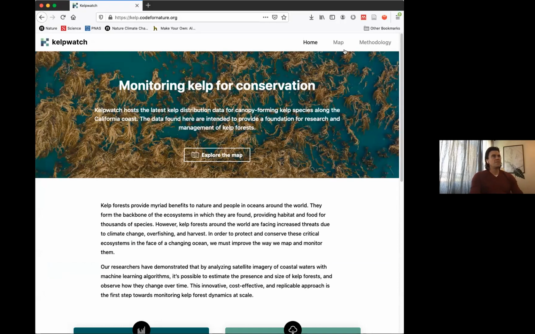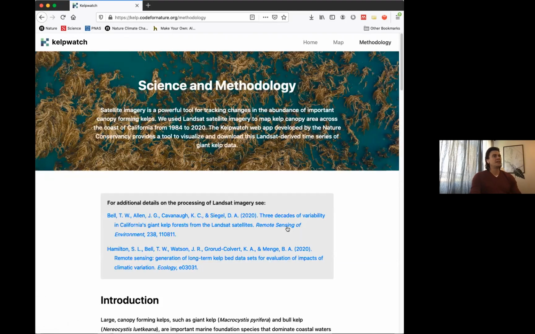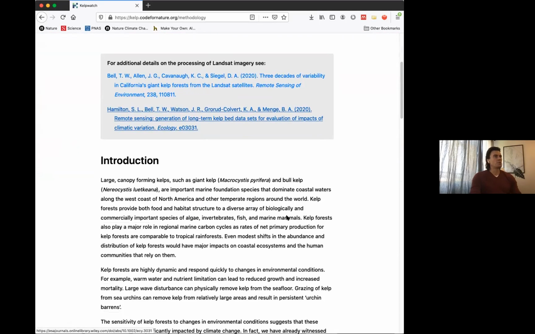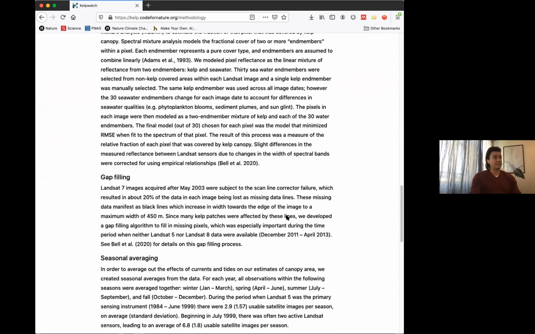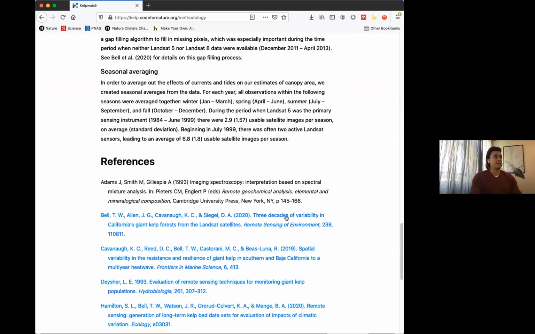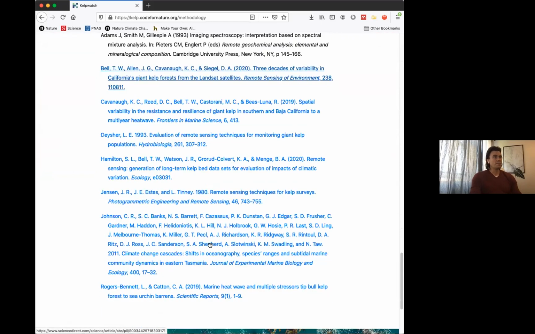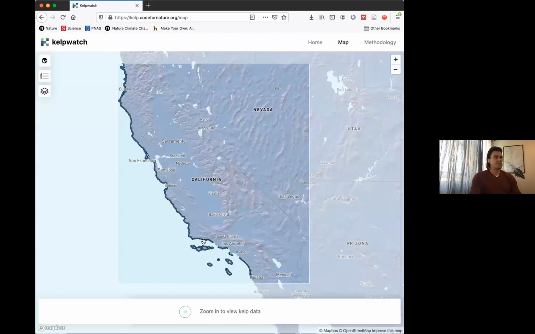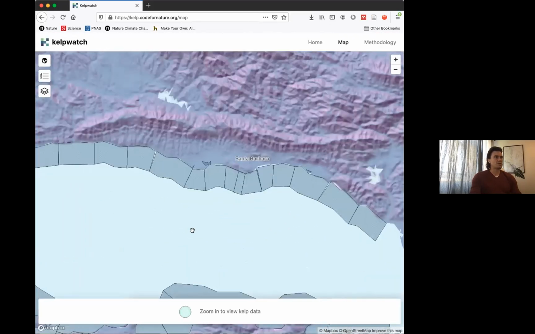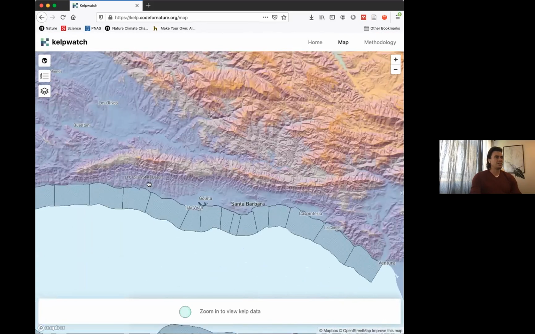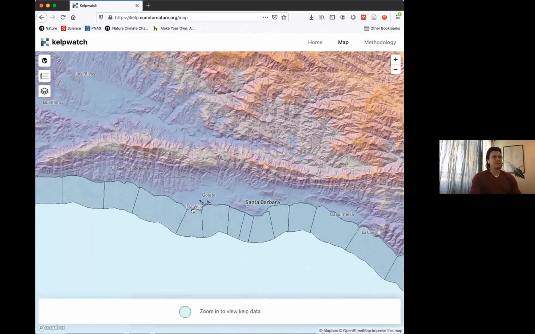I'll give you the URL in a bit, but here's the landing page. If you click on the methodology, this provides some references and a little bit more detail about those automated classification algorithms that I mentioned earlier. Then if you go on the map, you can zoom into your favorite kelp forest. So I did my PhD work at UC Santa Barbara, so we'll zoom in and take a look at kelp in Santa Barbara.